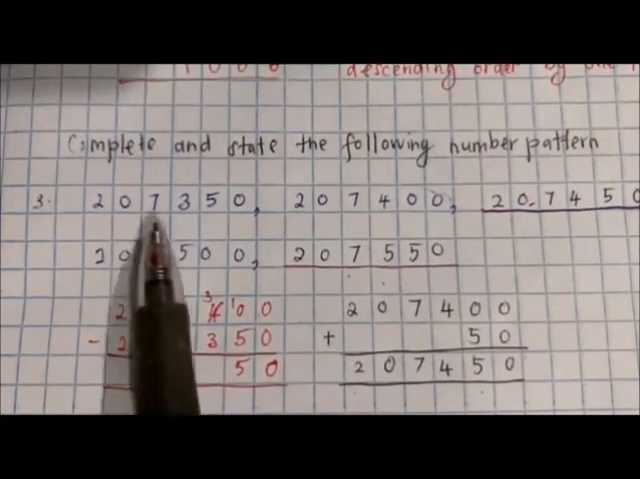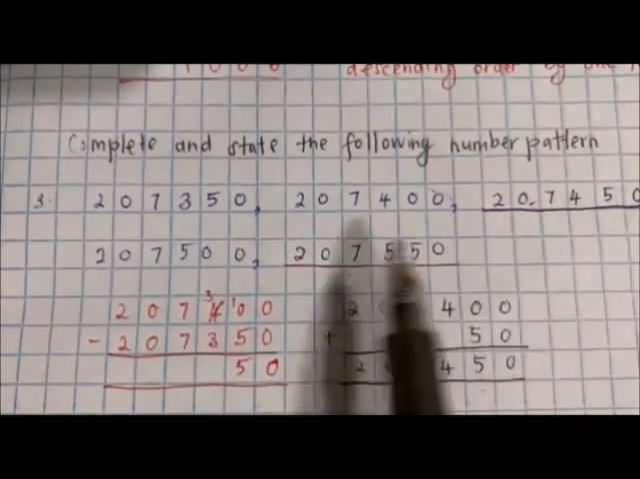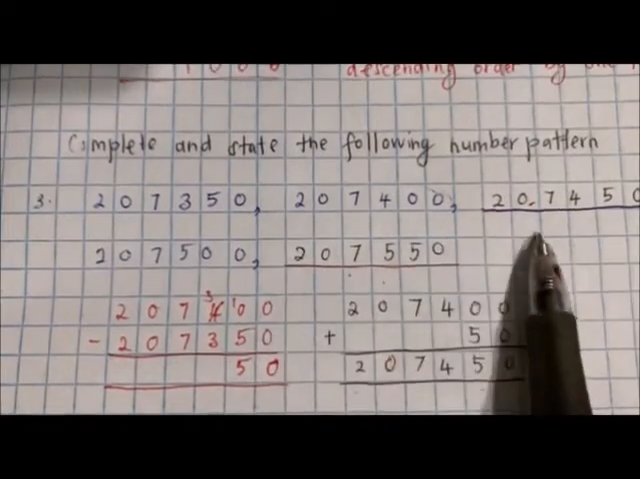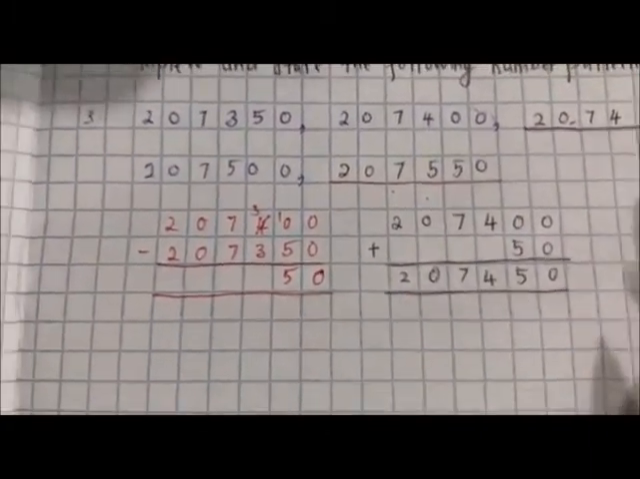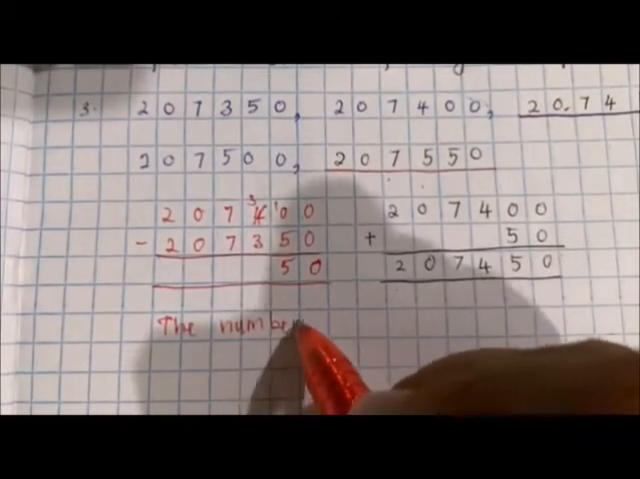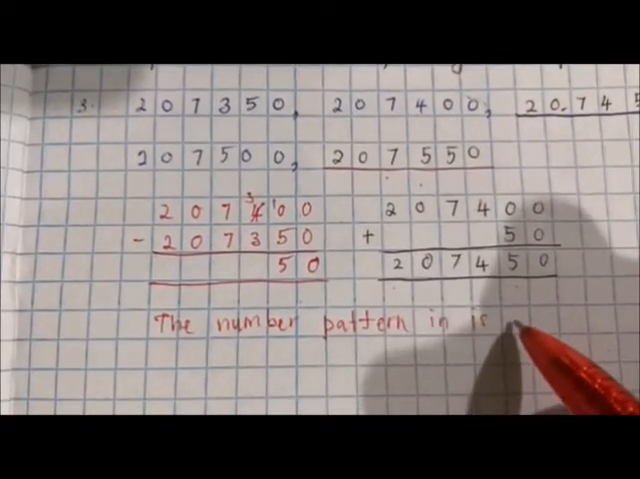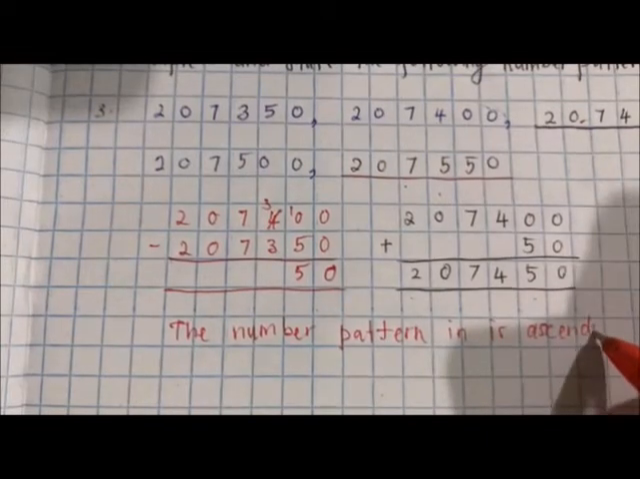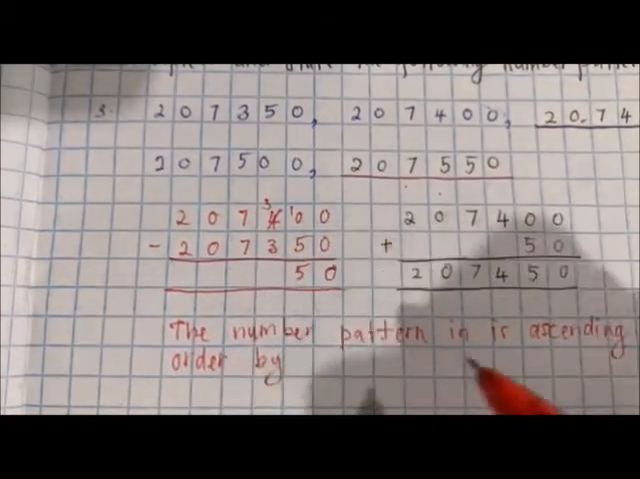When you look at this one, 207,350, 207,400, 207,450, what can you see? Does this one increase or decrease? Increasing. So how do you want to write? The number pattern is in ascending order by 50.